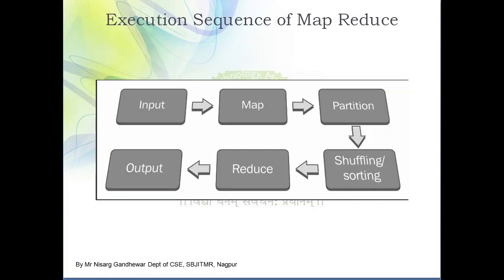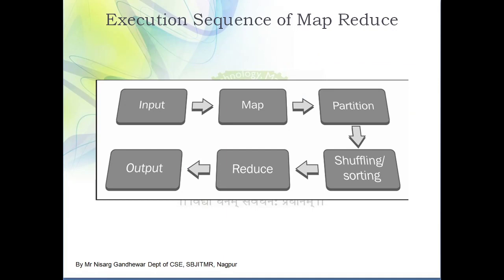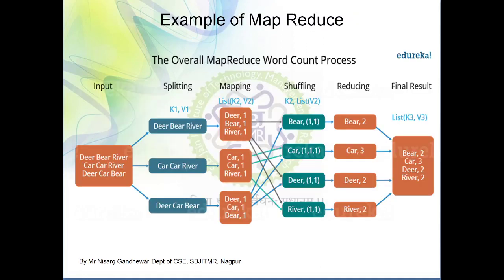Now next we'll take a simple example to understand this. Before discussing the example, first of all you should know the execution sequence followed in MapReduce. Suppose we have input data. First it is partitioned, then it is given to the map, then shuffling and sorting of that data takes place, then it is passed to the reduce, and finally we get the output. Now we'll discuss the example so that you will understand how MapReduce works.